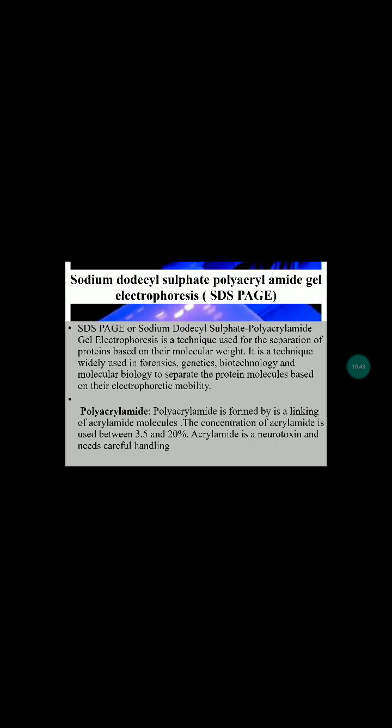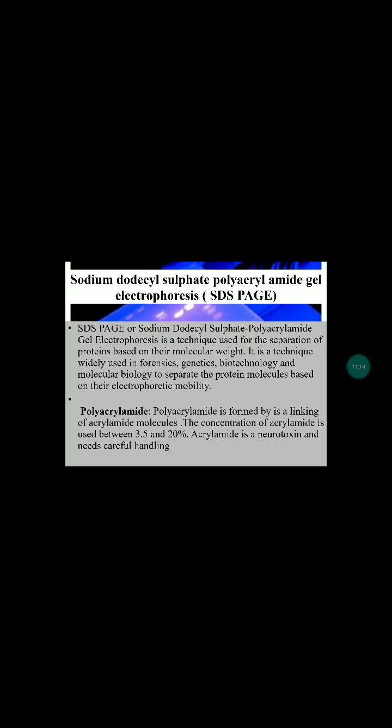Next is sodium dodecyl sulfate polyacrylamide gel electrophoresis. SDS-PAGE is a technique used for the separation of proteins based on their molecular weight. It is widely used in forensics, genetics, biotechnology and molecular biology to separate protein molecules based on their electrophoretic mobility.